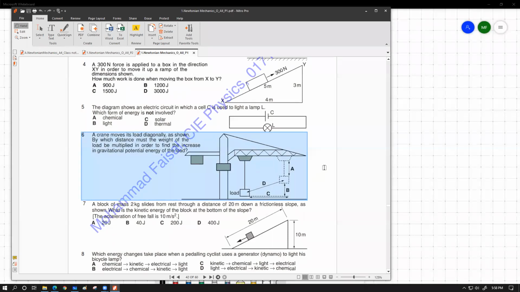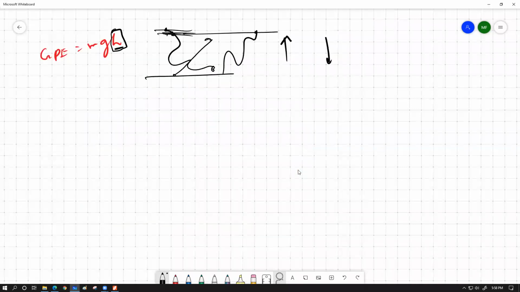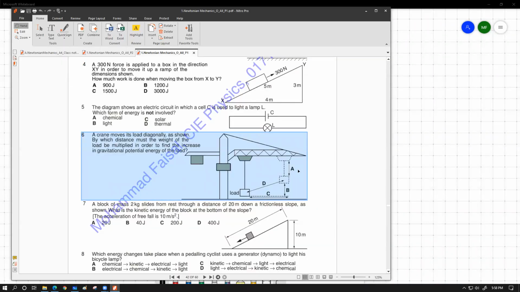Which one do you think is the characteristic for the gravitational potential energy? I mean, by which distance should it be multiplied? Here, notice that mg means weight. So if I do weight times h, that is basically the same thing as mgh. They asked which distance should be multiplied with the weight to get the GPE increase. So which one do you think can be the correct answer? Vertical distance covered is which one?